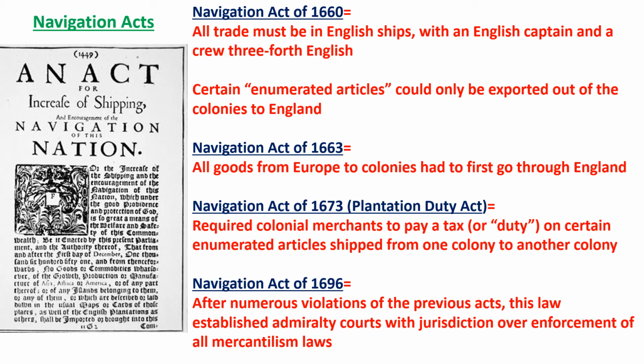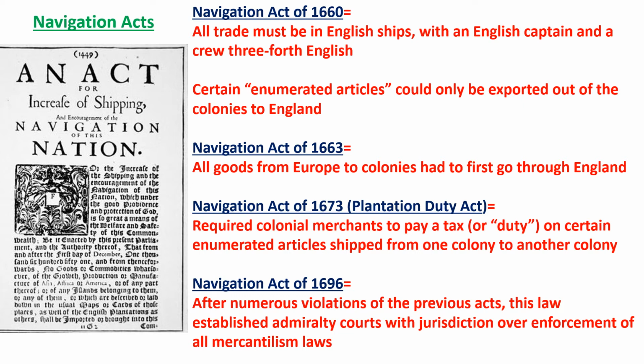It required that colonial merchants pay a tax, or as they called it, a duty, on certain enumerated articles shipped from one colony to another, sort of intercolonial trade. In this way, a merchant couldn't simply say, hey, I'm sailing from one colonial port to another, and then head off to France or Spain or one of the other competing nations.